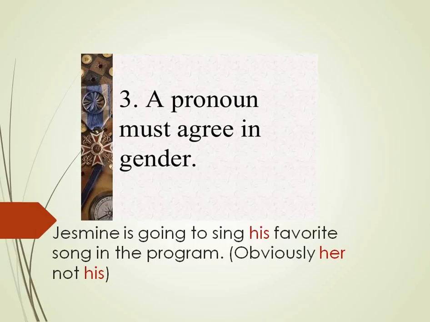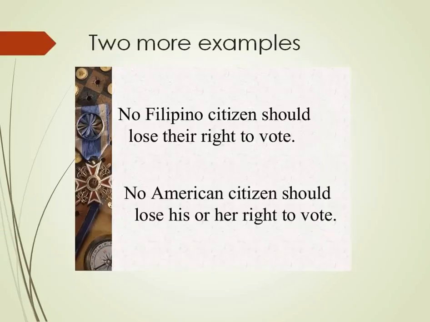Obviously, it's not correct because Jasmine is a feminine gender. So the correct answer would be: Jasmine is going to sing her favorite song in the program. So be careful about choosing the gender. If it is masculine, his. If it is feminine, her can be used.